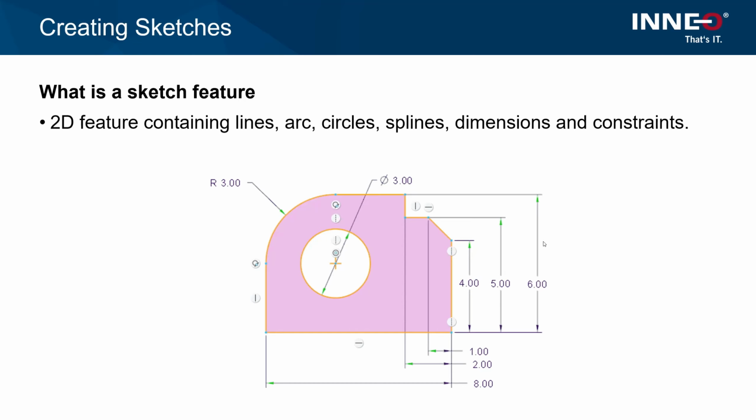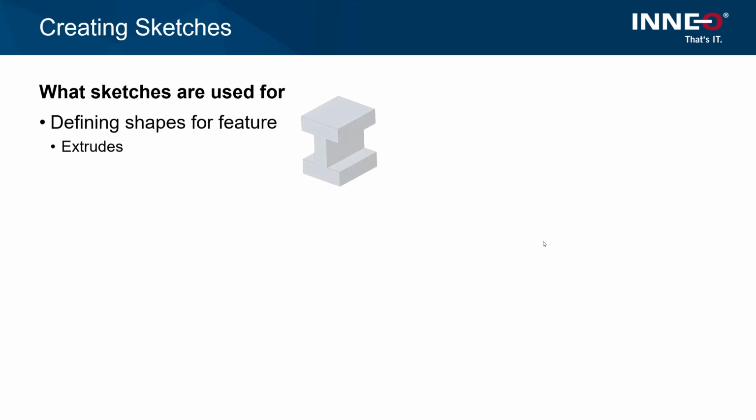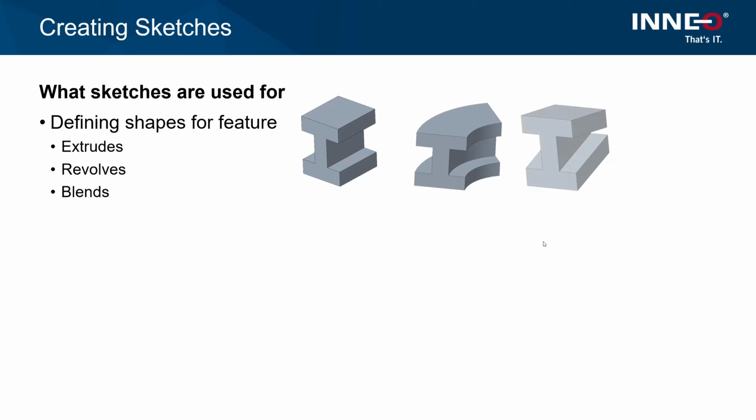So what do we use these features for? We use these sketch features to create our 3D geometry. So it can be used for creating shapes like an extrude, where you take the sketch and you pull it in a direction, or to create a revolve feature where you spin the section around an axis, or the blend, which then goes from a big section to a smaller sketch or a second sketch.